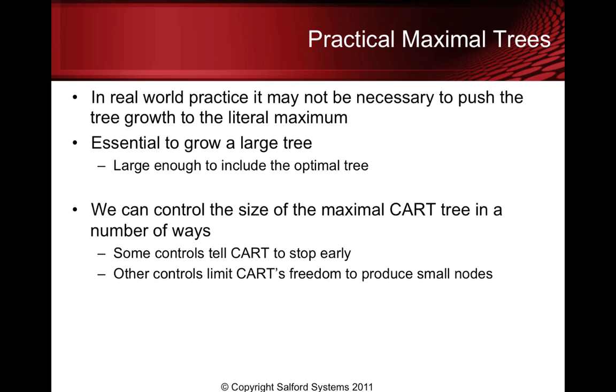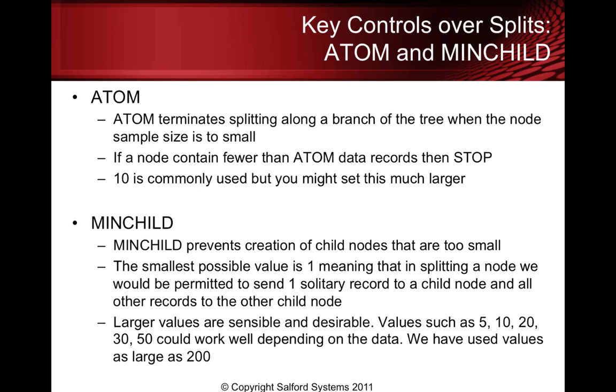Now, in real-world practice, it simply may not be necessary to push the tree growth to the literal maximum. It is essential to grow a large tree, large enough to include and have gone beyond the optimal tree. We can control the size of the maximal CART tree in a number of ways. Some controls tell CART to stop early. Other controls limit CART's freedom to produce small nodes. So the key controls that we are focused on in this session have the names of ATOM and MINCHILD.